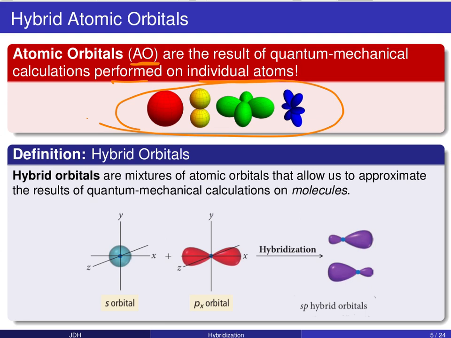Now, hybrid orbitals, on the other hand, these are mixtures of atomic orbitals. So they're mixtures of atomic orbitals, and we're going to mix atomic orbitals together in a certain way that will allow us to very accurately approximate the results of quantum mechanical calculations on molecules.